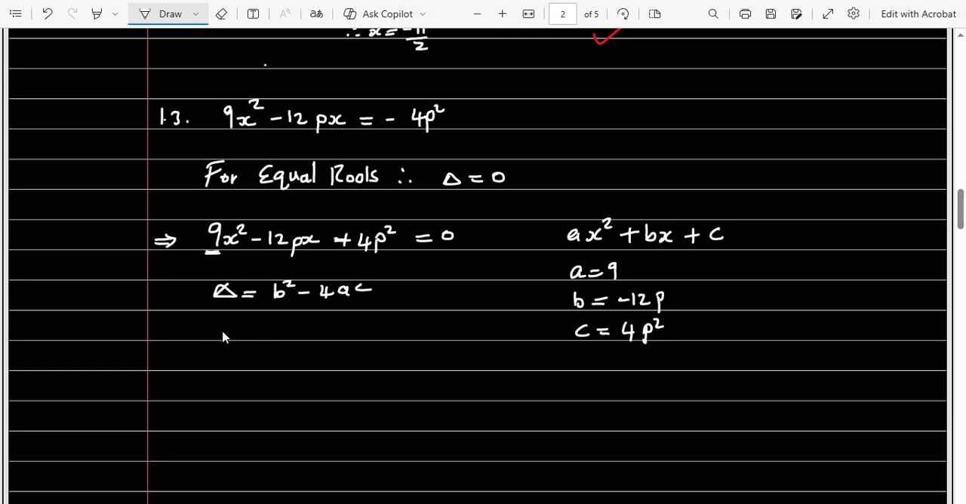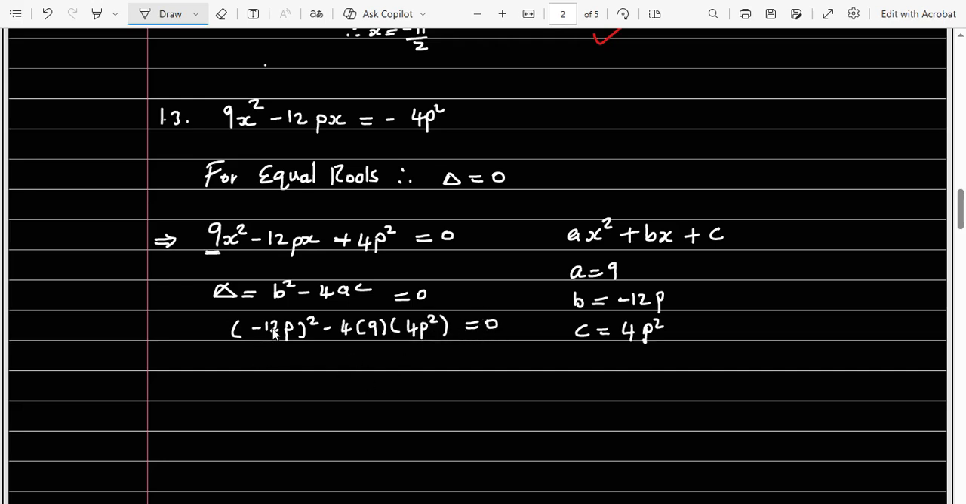Then you substitute into that equation. We set the discriminant equal to 0. So b is minus 12p, squared, minus 4 times a, which is 9, times c, which is 4p squared, equals 0.